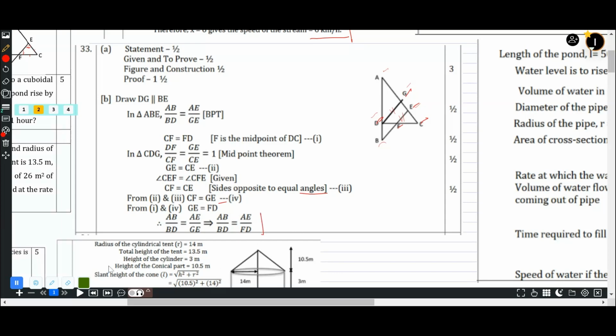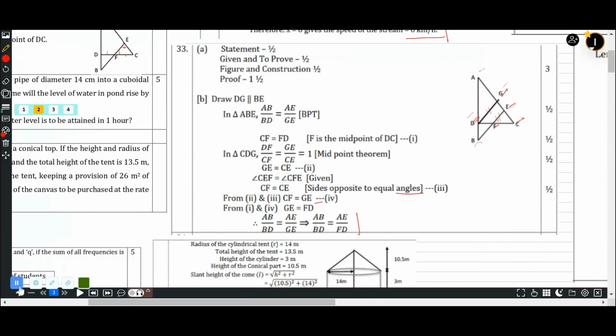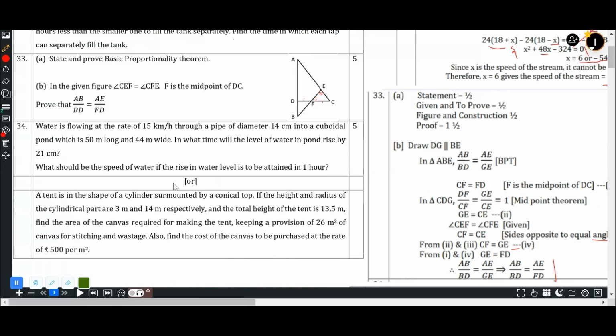Yeah? Now we'll move on to the next question. Question number 34. Water is flowing at the rate of 15 km per hour through a pipe of diameter 14 cm into a cuboidal pond which is 50 meter long and 44 meter wide. In what time will the level of water in the pond rise by 21 centimeter?